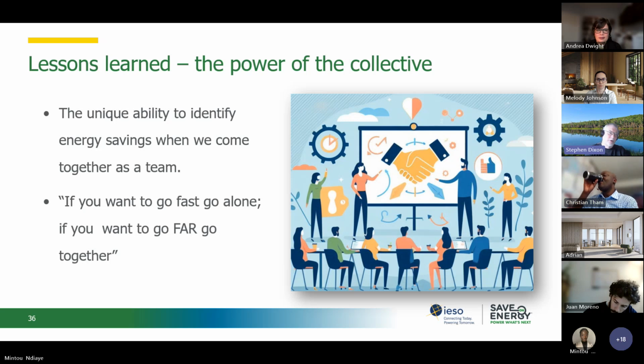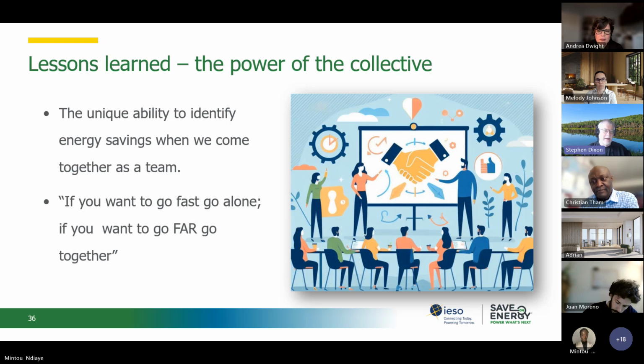I love your quote there, Christian. If you want to go fast, go alone. If you want to go far, go together. And going far means great energy savings. Exactly. These treasure hunts are really a collaborative effort. We call them a training session, and they are classified as that. But ultimately, there's a bit of training and there's a lot of sharing, and the sharing is both ways.